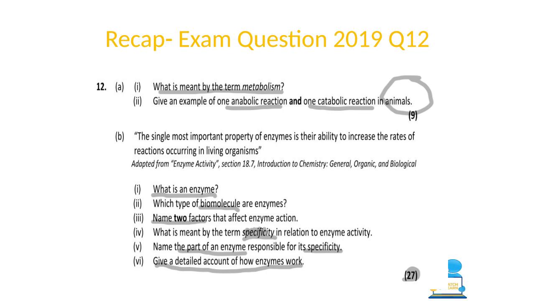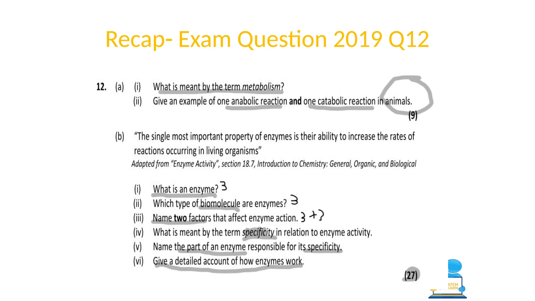And we break this down and we look at each of these questions. We need to know how much detail to give for part VI. So if we're looking at part I, what is meant by an enzyme, we're going to give 3 marks for that. Which type of biomolecule are enzymes, 3 marks. Part III is given 2 answers, so that's going to be 3 plus 3, which is 12. And at this point here, we've got 12 marks gone out of the 27.